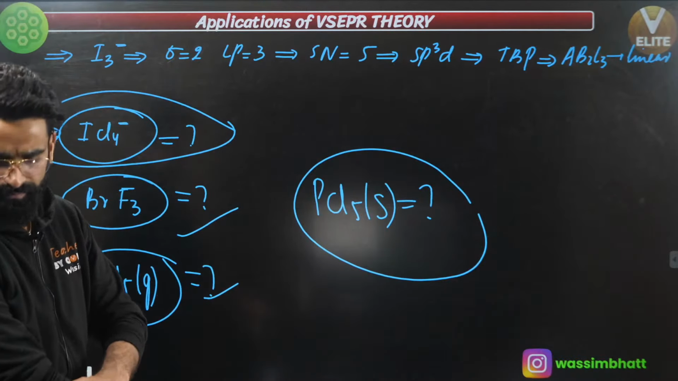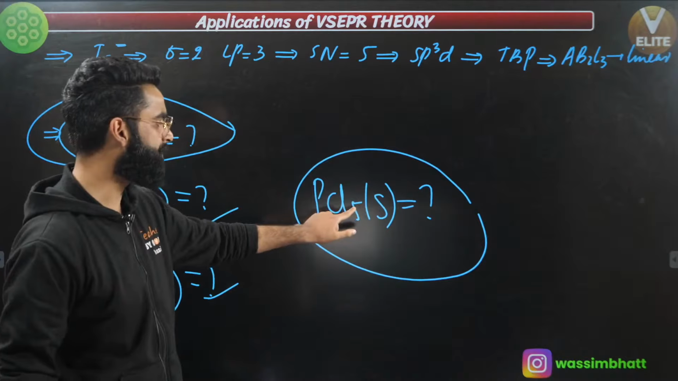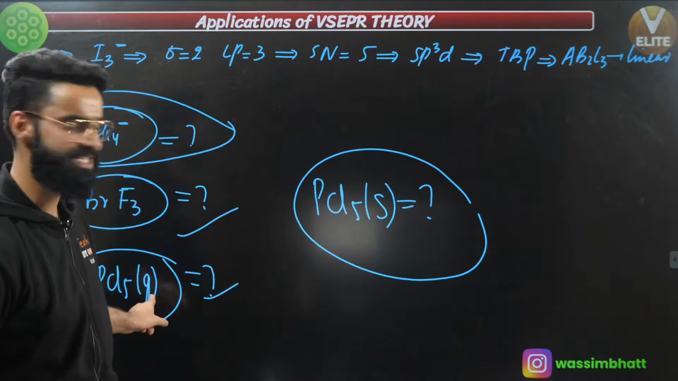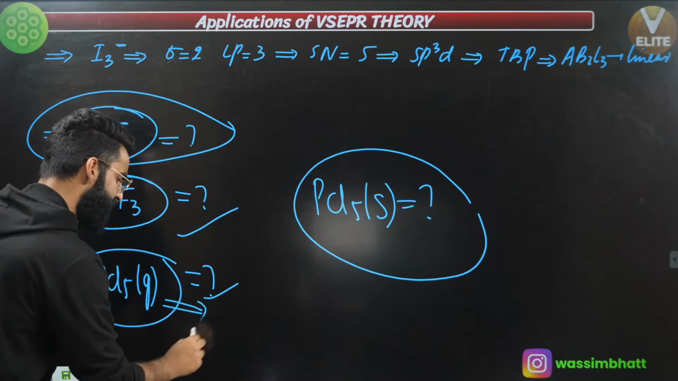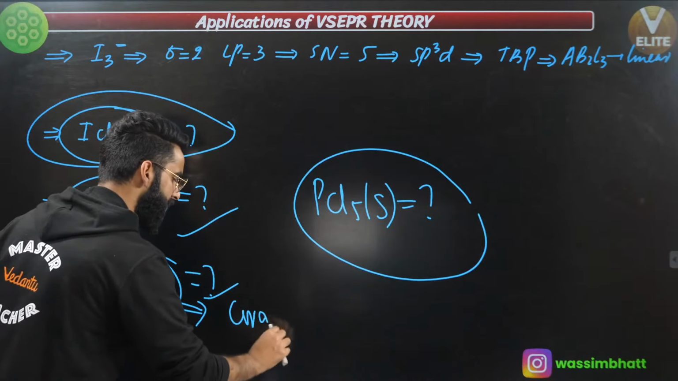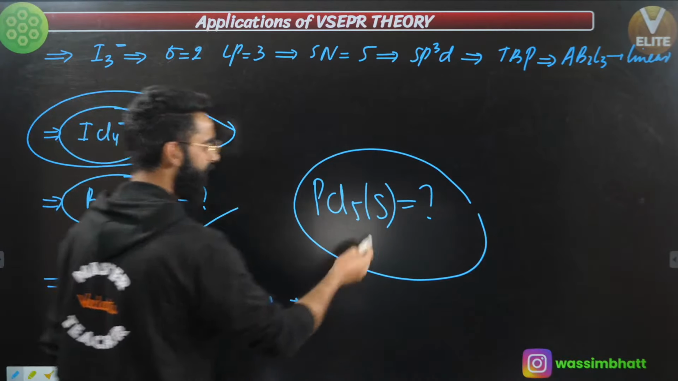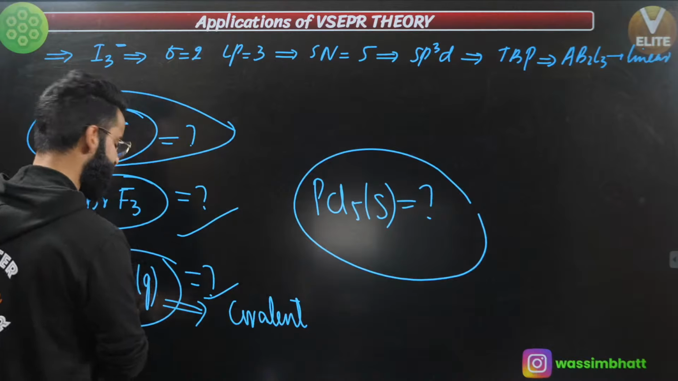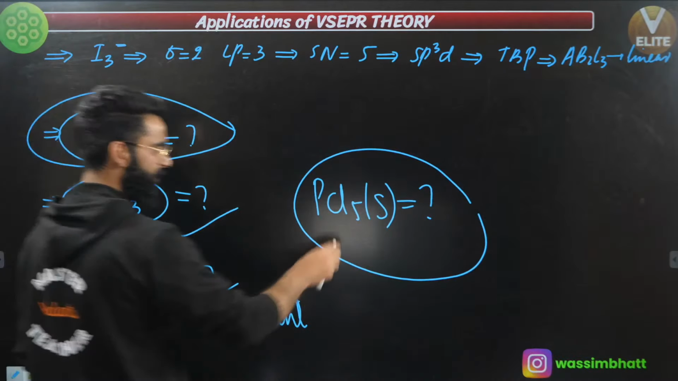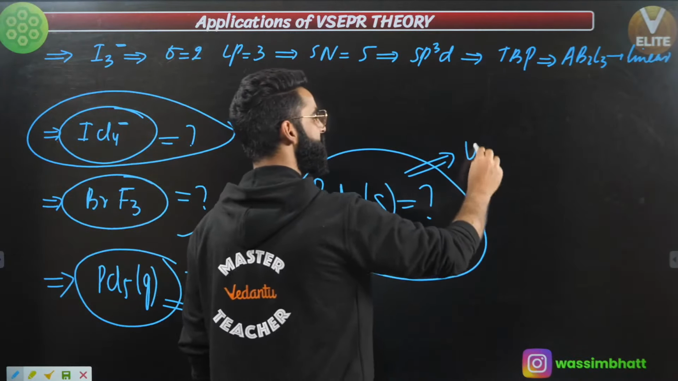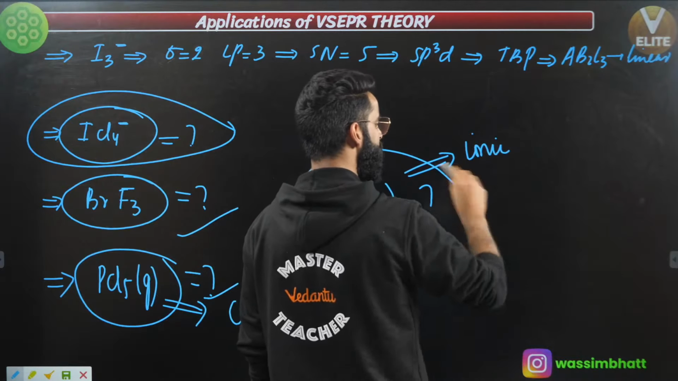Right? Yes, so let me tell you about this PCl5. Remember, whenever PCl5 is in gaseous state, or you can say in vapor phase, it is considered to be covalent. PCl5 in solid state is considered to be an ionic compound.